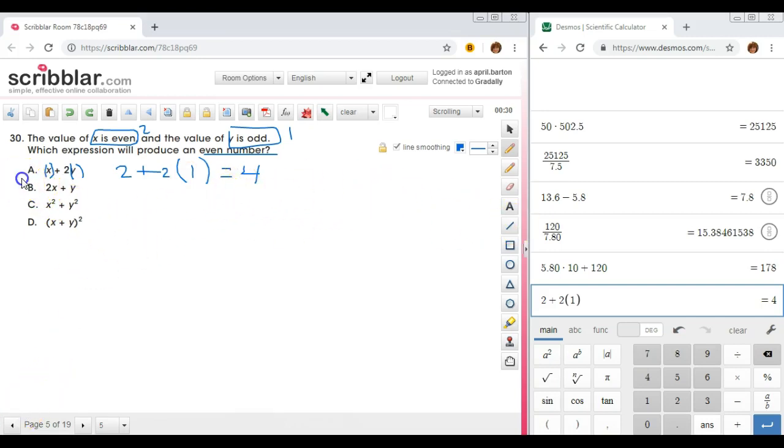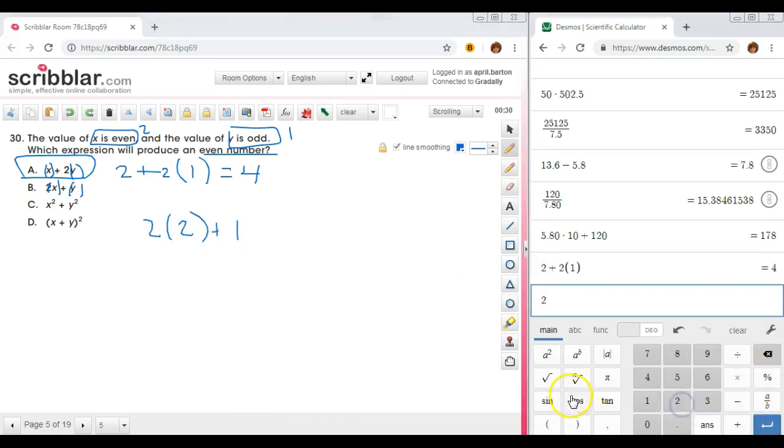Now just to show an answer that wouldn't work, because A is our answer, came out what we wanted as even. If we did B and replaced x with 2 and y with 1, we have 2 times 2 plus 1. So we'd go plug that in as 2 times 2 plus 1 is 5. That is an odd number, and we wanted it to come out even. But since A worked, that's our final answer.